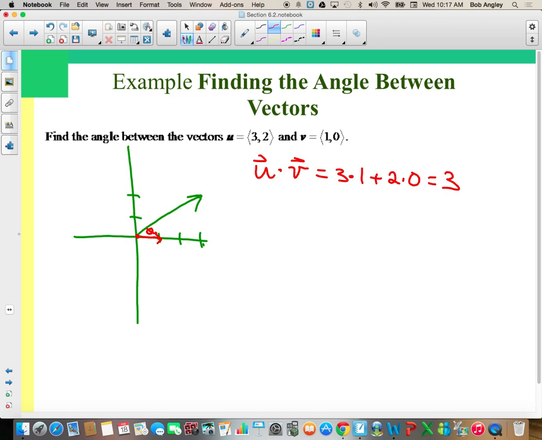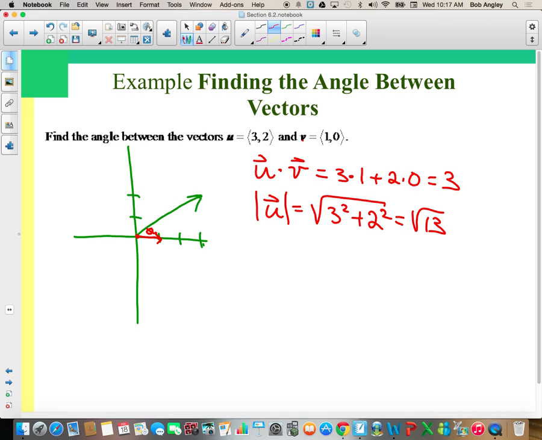All right. Now, this is the first thing we need to find because it's the top part of that formula back on the other page. The next thing we need to find is the magnitude of the first vector. So here, the magnitude of this is just going to be 3 squared plus 2 squared, and so this will be the square root of 13.